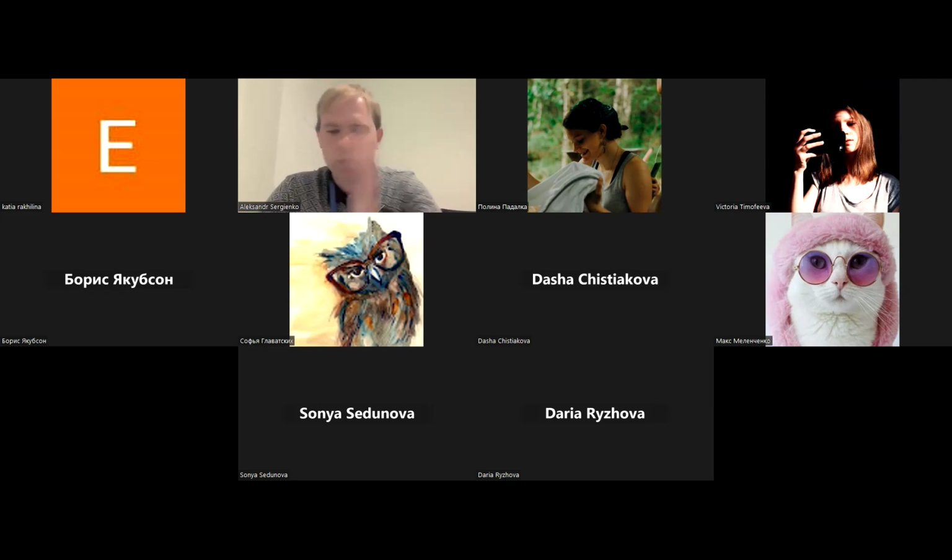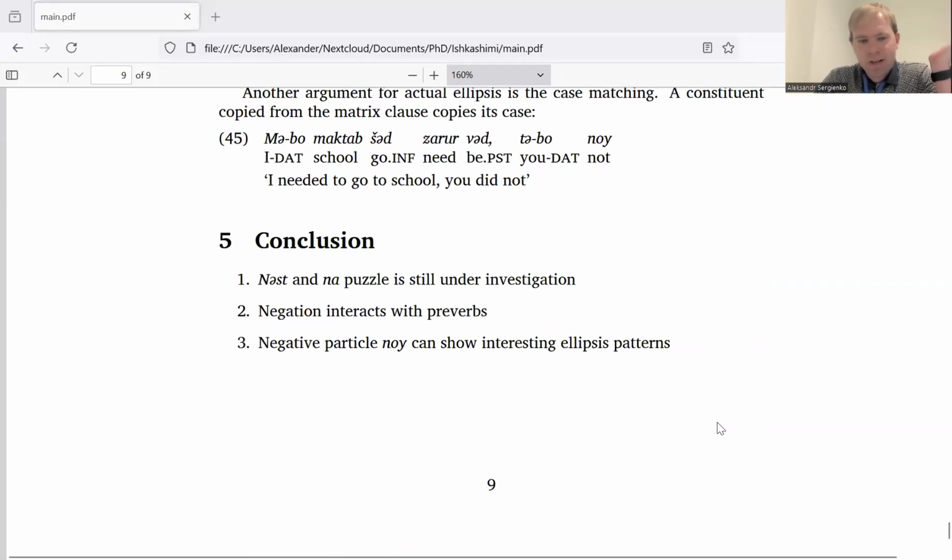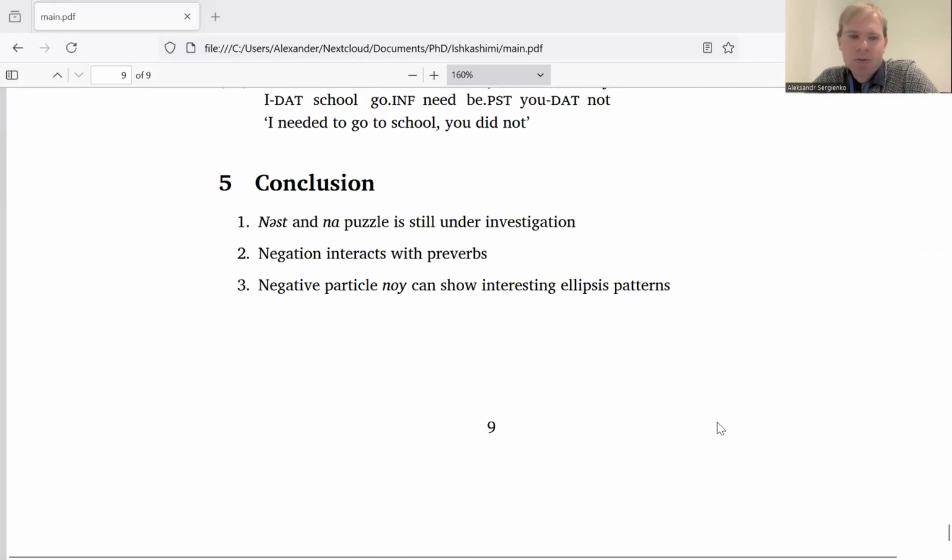Conclusion. Well, it's nothing out of the ordinary. So the NIST and NA puzzle is still under investigation, and it crucially depends on the semantics of tenses, as I think. Negation interacts with preverbs in an interesting way. And also the negative particle noi can show elliptical context.